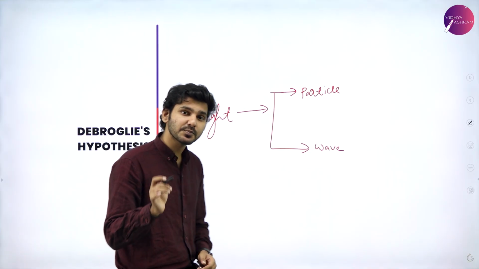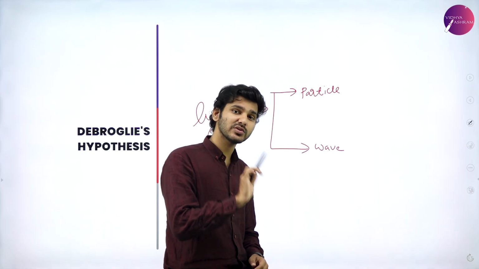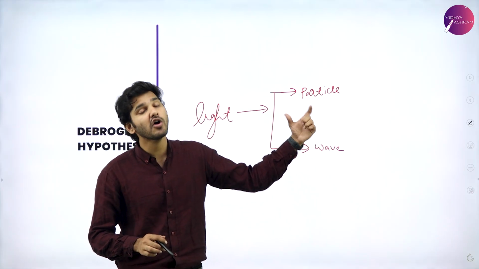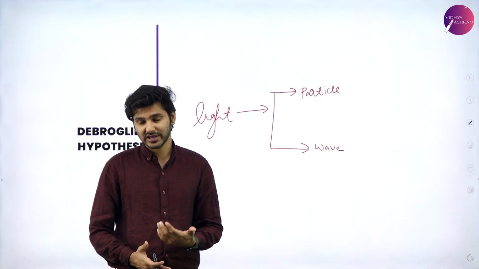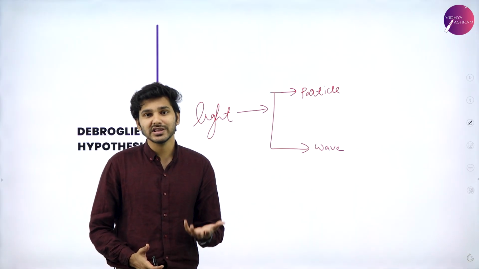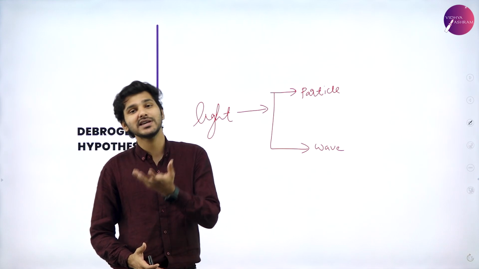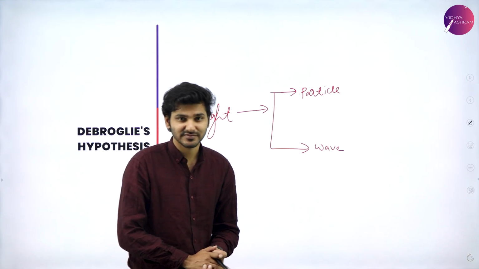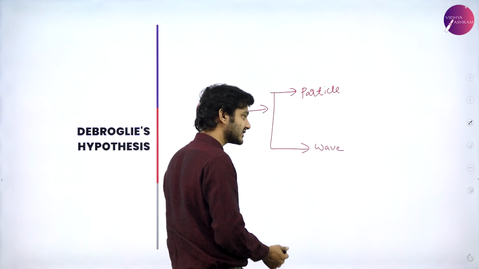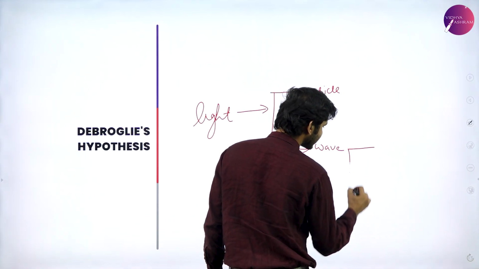Because depending on the experiment you are doing, light actually assumes the role of a particle or the role of a wave. It depends on what kind of experiment you are doing, what kind of procedure you are doing. Depending on that, light will actually act as a particle as well as a wave. That is very interesting.